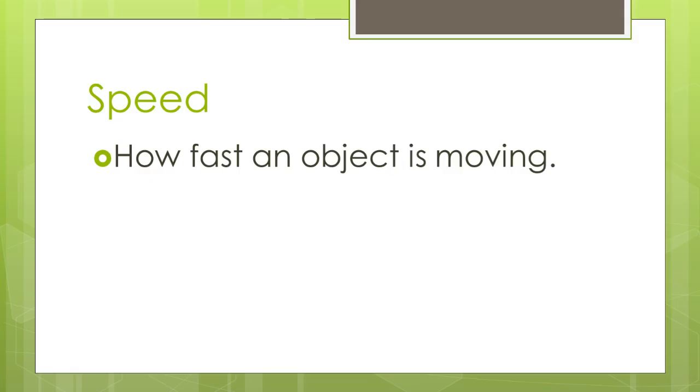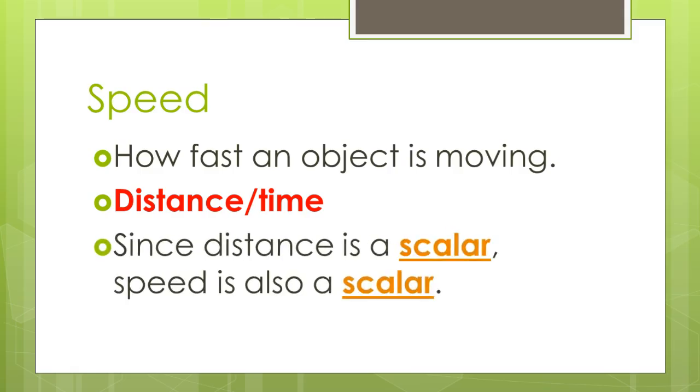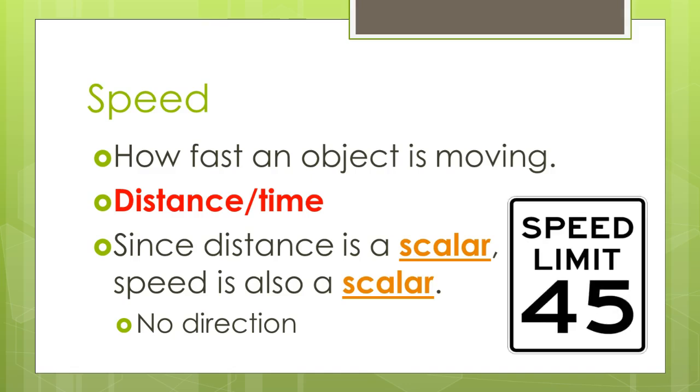Speed is related to distance. It's how fast an object is moving. It's distance over time. So again, distance being a scalar measurement, it does not have direction. Speed does not have direction either. They are both scalar. That's why speed limit signs do not say 45 miles per hour forward, 45 miles per hour east. They just give you the speed, how much distance you can cover over time.